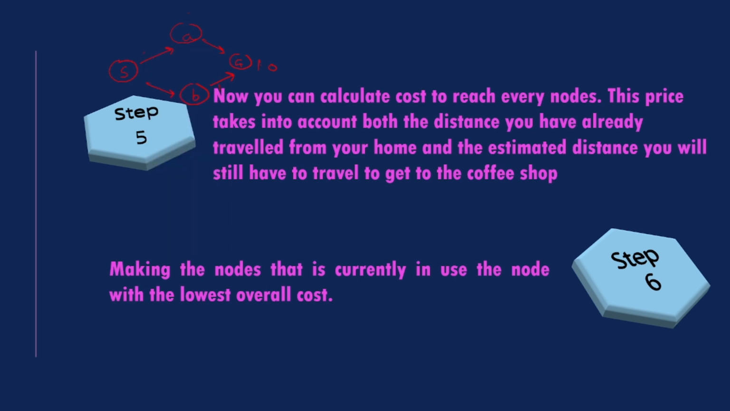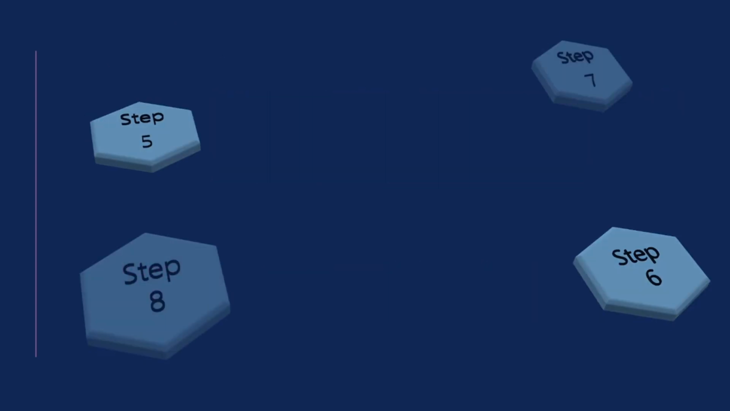Now step 6: make the node that is currently in use the node with the lowest overall cost. So you have the formula, the idea behind the A-star algorithm. The formula is f of n equals g of n plus h of n, in which g of n is the actual cost and h of n is the estimated cost. I have described it here: you have the estimated cost, and here is the actual cost. So if you calculate S to G via A and S to G via B, whichever is less you will select, because you have to reach fast.